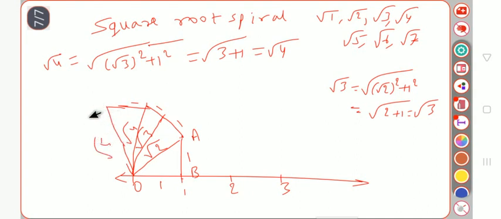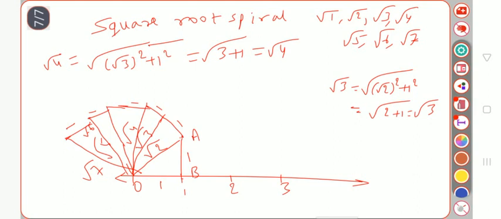Similarly, we can represent root 6 here by taking 1 unit. Similarly, taking 1 unit, this will be root 7. Like this you have to go on. Then this will be called a square root spiral. So any number, root 2, root 3, root 4, root 5, root 6, root 7, root 10, root 11, root 13, any number you can draw like this.